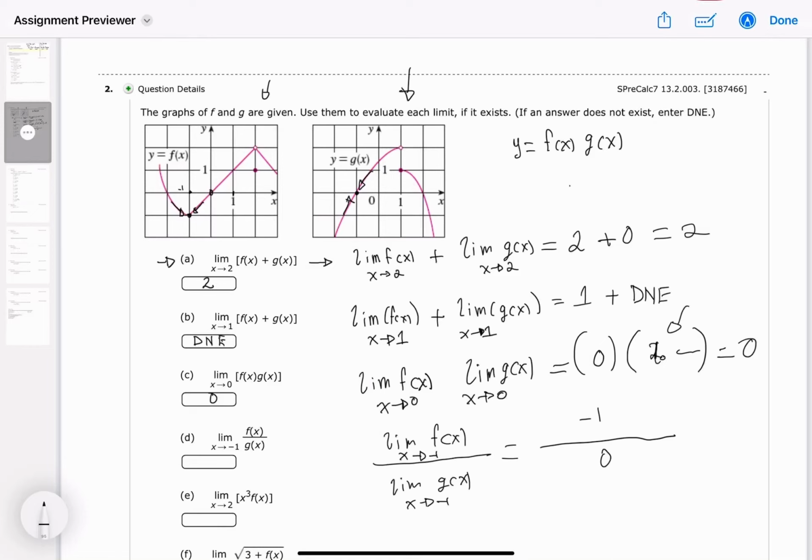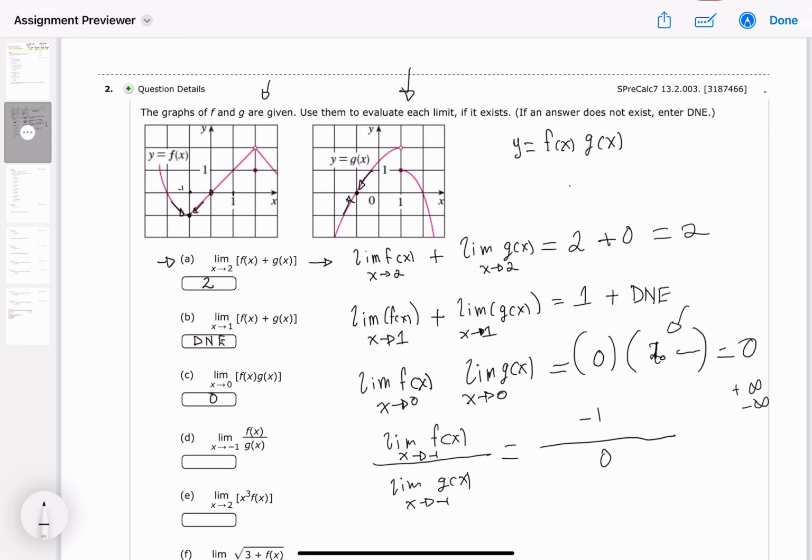So what happens when we have a number divided by 0? If you remember, that is something we cannot do. That's the term undefined. You cannot do the division by 0. When we're talking about limits, this means that this limit approaches either positive infinity or negative infinity.